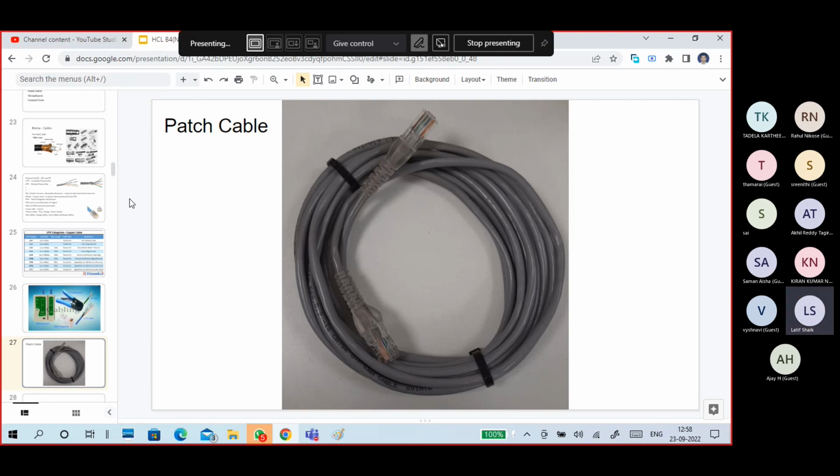For example, once you have joined a company or organization, someone asks, give me that patch cable. So don't put a blank face there. Okay, don't put a blank face. What is a patch cable? Patch cable means it's a patch cable.